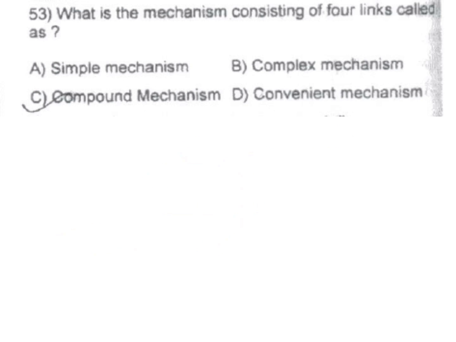What is the mechanism consisting of 4 links called as? Answer is simple mechanism. If compound mechanism, then it consists of more than 4 links. For 4 links, it's a simple mechanism.